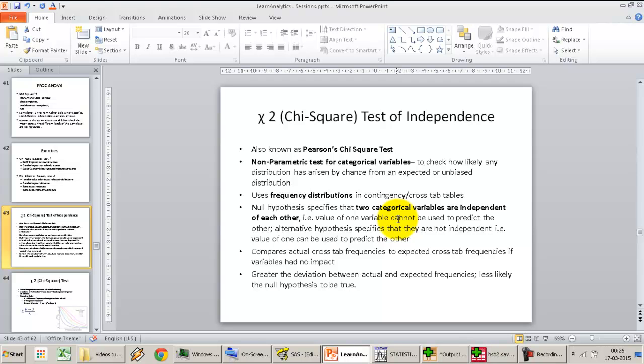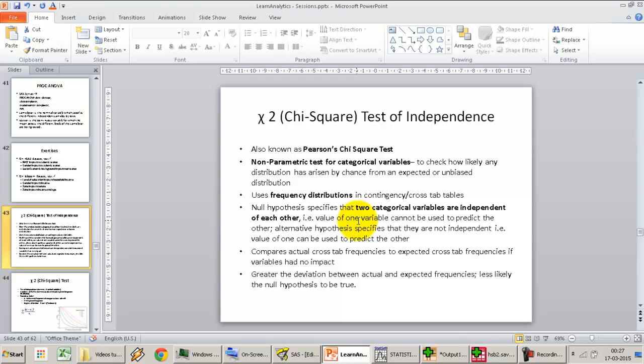The null hypothesis in this test is that the two categoric variables that we have in a data set are independent of each other, i.e. those two categoric variables do not have any relationship as such, or if I know the value of one of the variables, it cannot be used to predict the other. The alternative hypothesis is that these two variables are not independent of each other, they have some sort of relationship, and if I know the value of one, I can make a guess, or I can predict the value of the other, which is better than a random prediction.